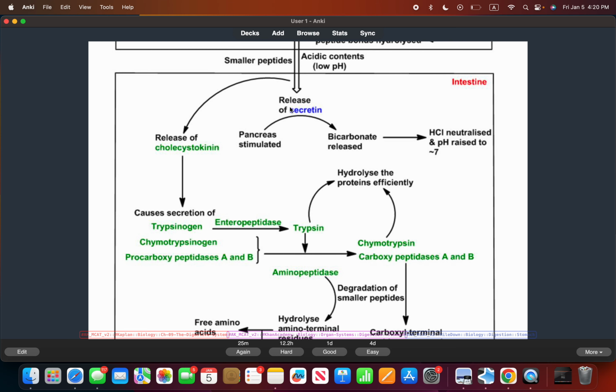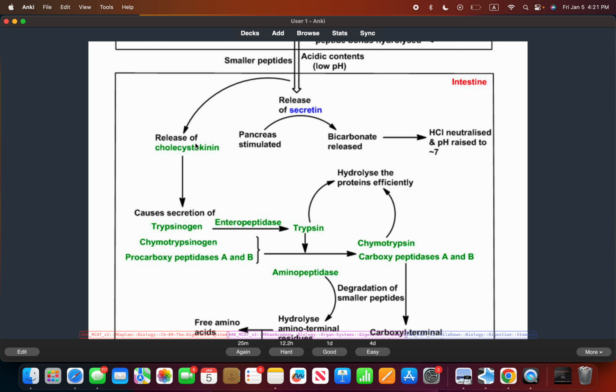So we have the release of secretin. The pancreas is stimulated by secretin, which releases bicarbonate, and the HCl is neutralized with the bicarbonate that results from secretin, and the pH is raised to 7. We expect that the pH of the stomach is 2, as we know, and then it increases back to 7 in the small intestine.